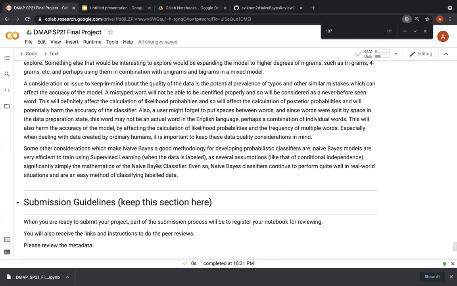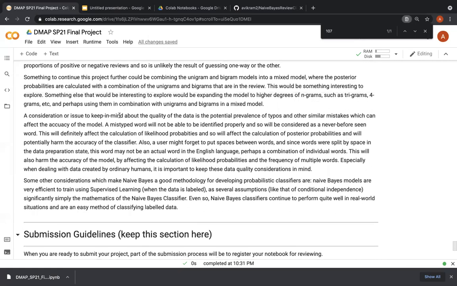So again, I just want to reiterate that naive Bayes is a really good methodology for developing probabilistic classifiers. It's simple, it's efficient to train, as you can see in the project. It wasn't too mathematically intense, especially when the data is already labeled. And it's made easy due to its several assumptions of conditional independence, and even our bag of words assumption simplified calculations quite a bit. But nevertheless, naive Bayes performs quite well in real world situations, as an easy and efficient method of classifying labeled data. So that's why I think it's attractive to many people who are trying to solve classification problems today.